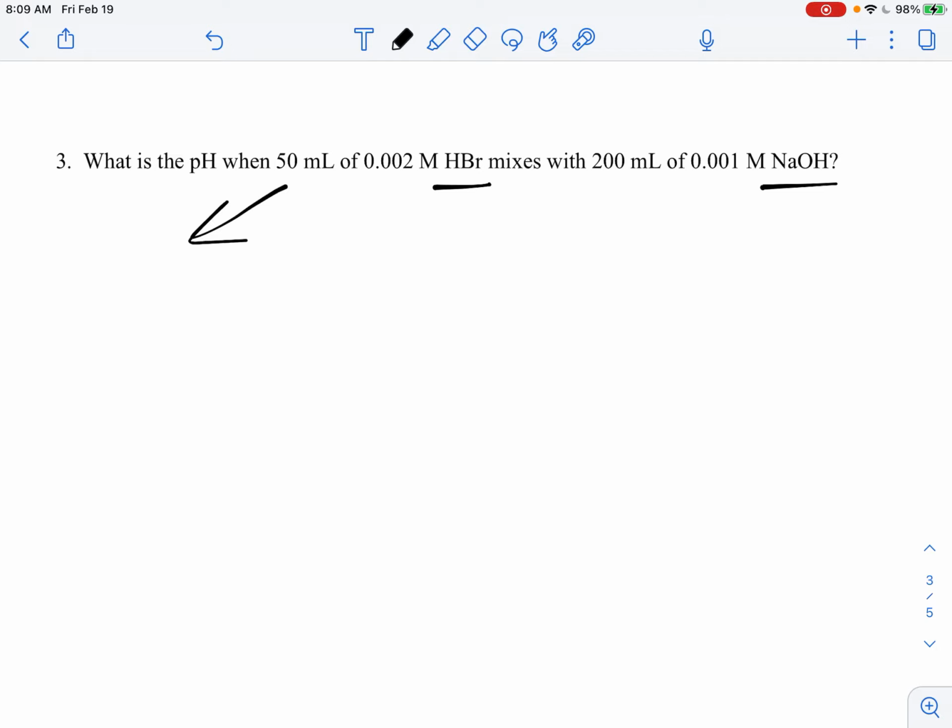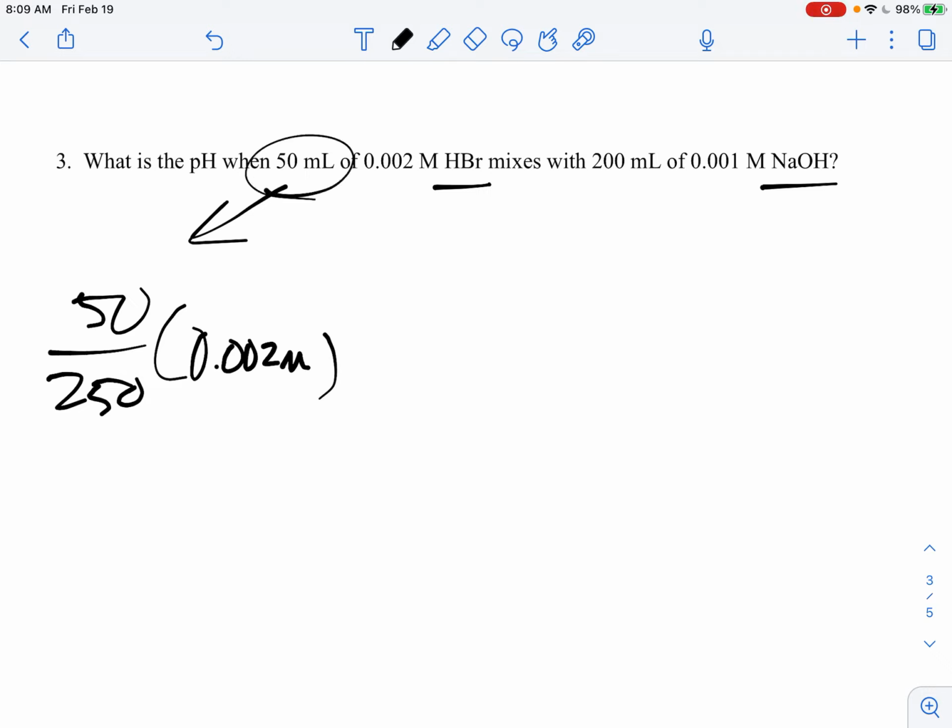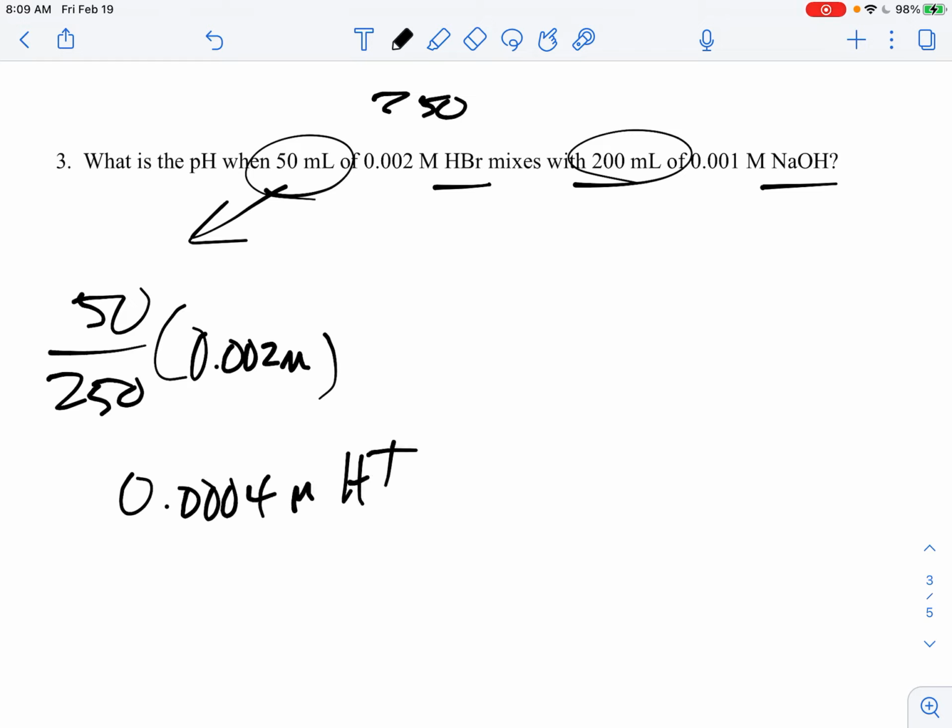So this guy here is going to be 50 250ths of 0.002 molarity, because again the 50 is going to go with the 200 to make 250. So it's going to be diluted from 50 to 250 in the instant before it reacts. So it's going to be 50 250ths of 0.002. So 50 divided by 250 times 0.002 gets you 0.0004 molarity of your acid.